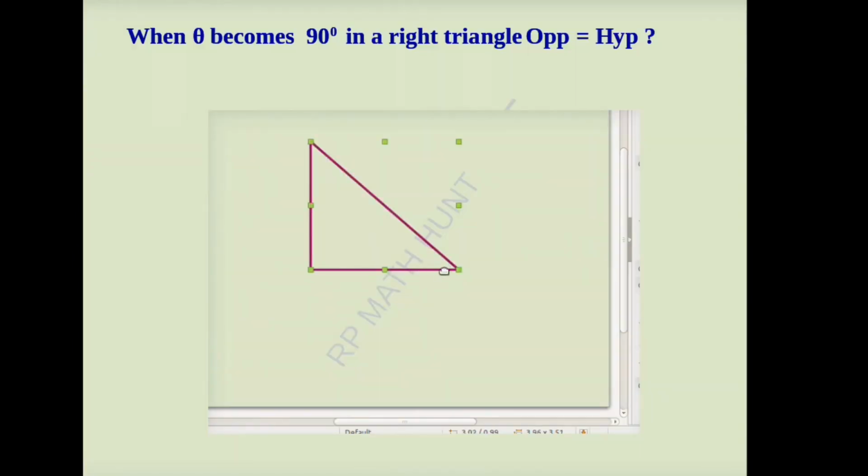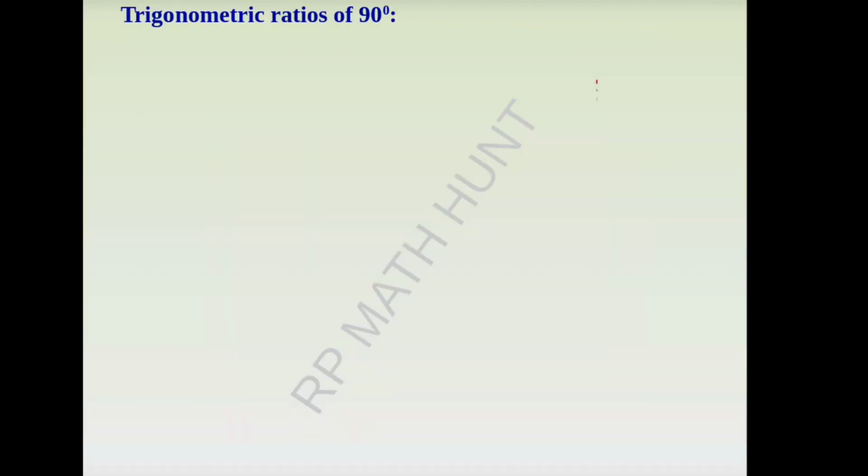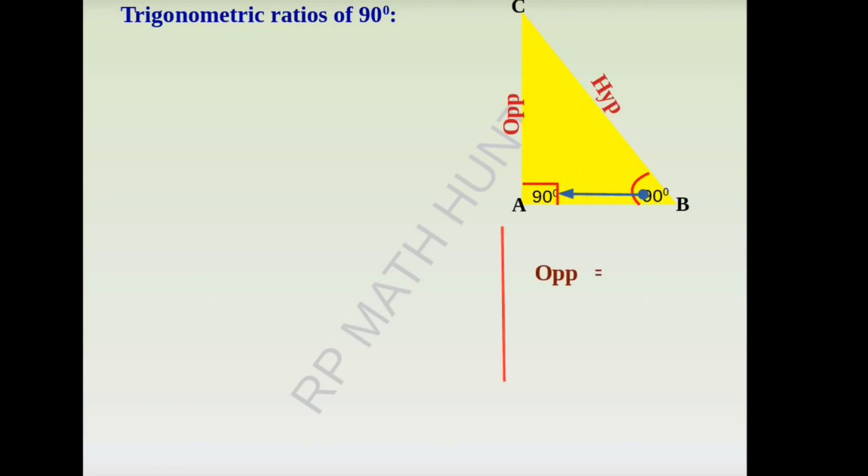My dear children, observe carefully on the screen. When theta becomes 90 in a right angle triangle, opposite becomes hypotenuse and adjacent vanishes. No adjacent, because theta has gone to 90 degrees, and that's the reason adjacent is vanished. Adjacent is equal to 0. Now, trigonometric ratios of 90 degrees. Here, what happened for 90 degrees? Opposite became hypotenuse and adjacent became 0.